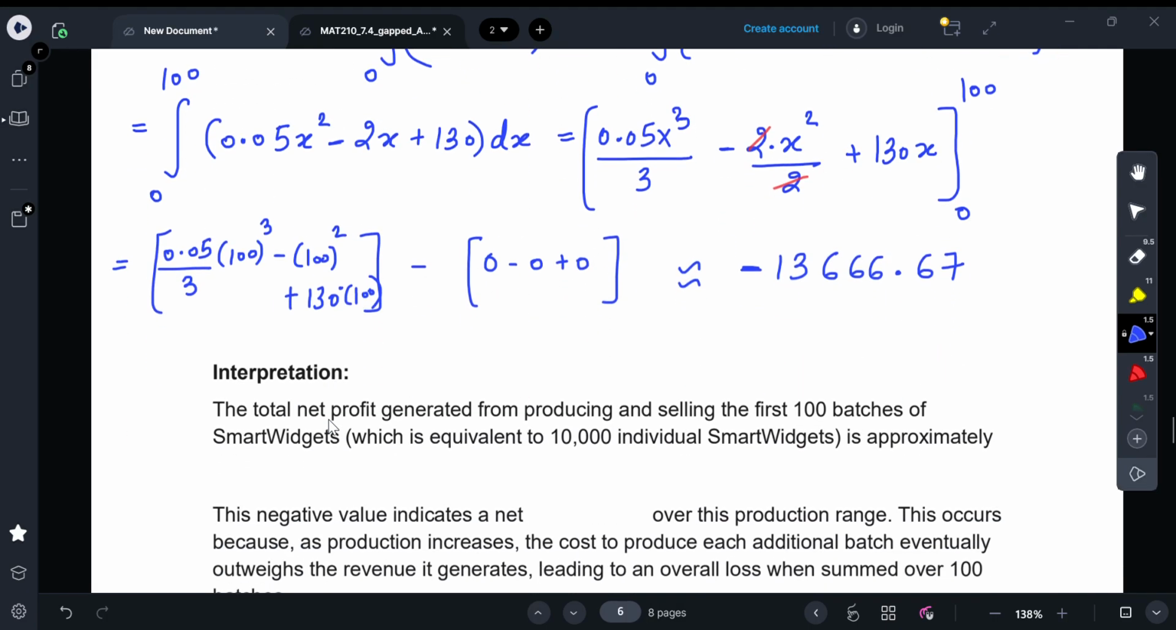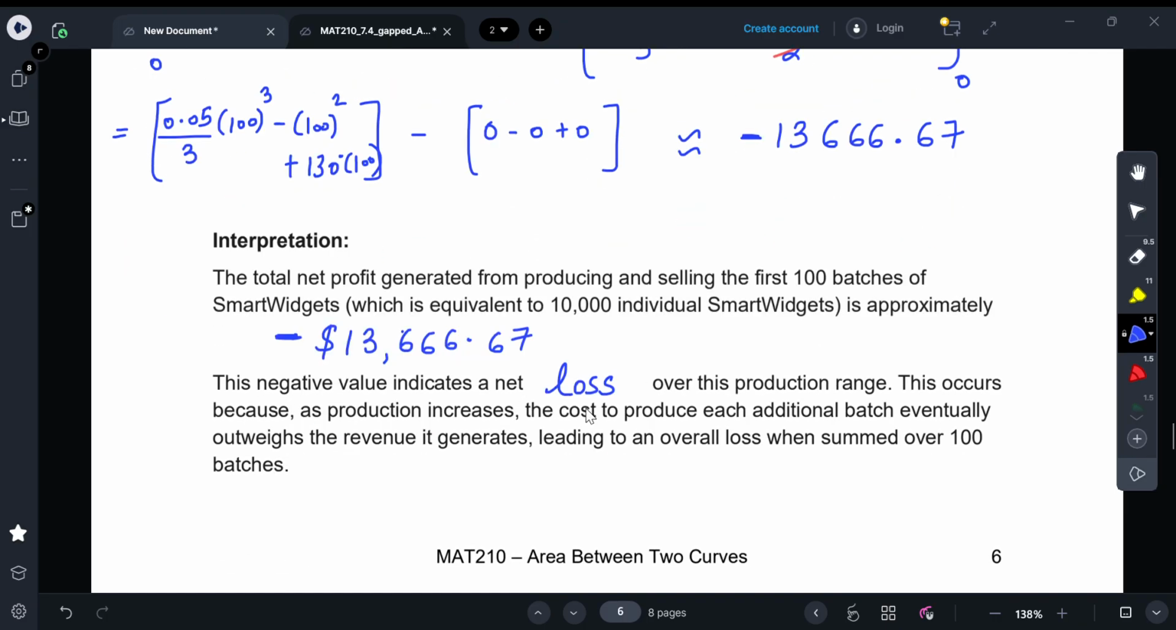Interpretation: the total net profit from selling the first 100 batches of smart widgets is approximately negative $13,666.67. The negative value, nobody talks like this. If the profit is negative, that means you are in a loss over this production range. This occurs because as the production increases, the cost to produce each additional batch eventually outweighs the revenue it generates, leading to an overall loss.